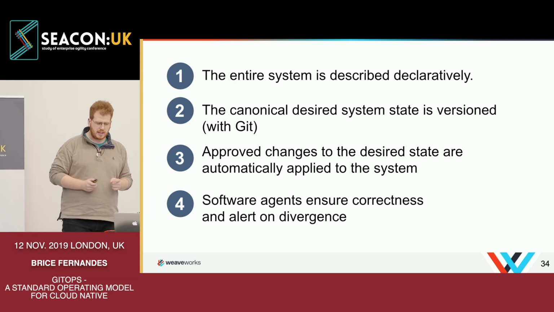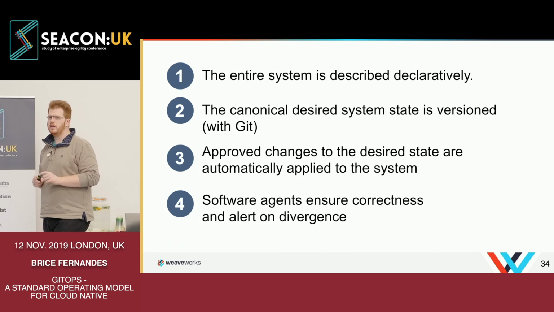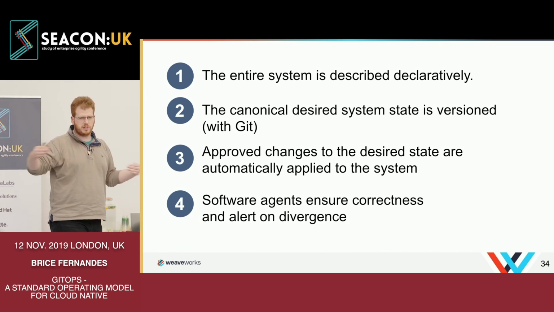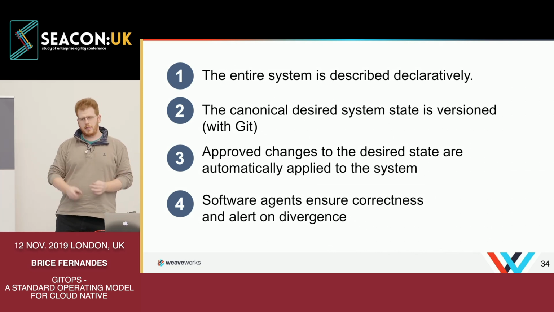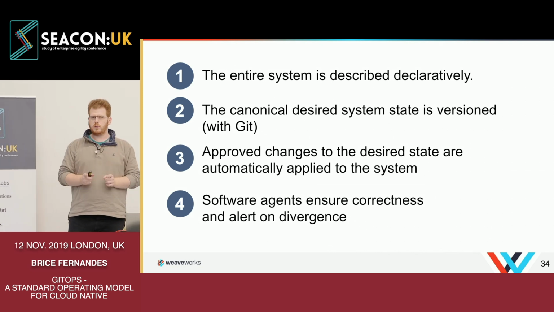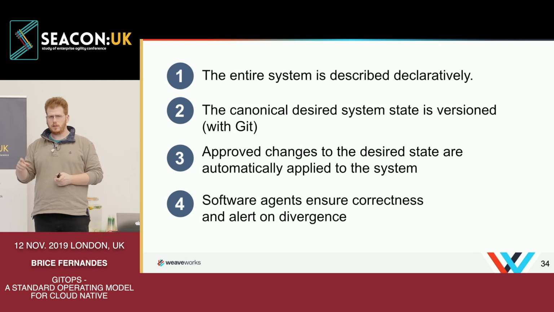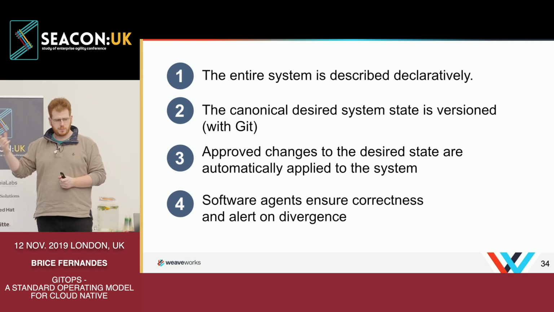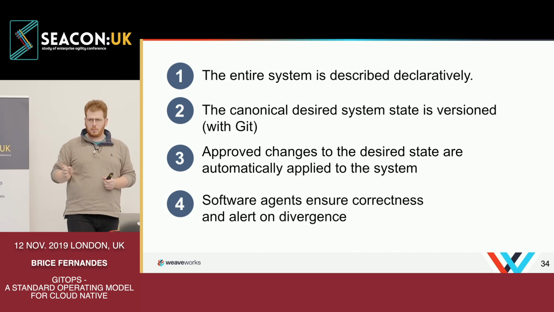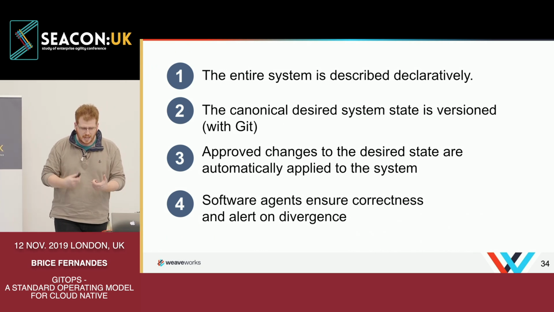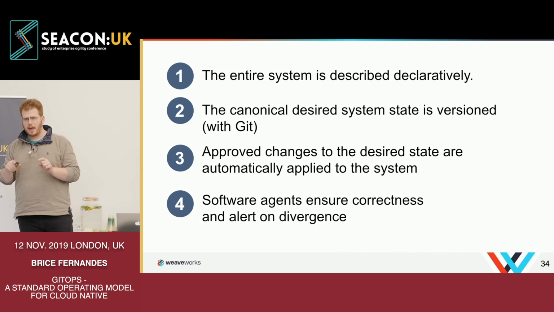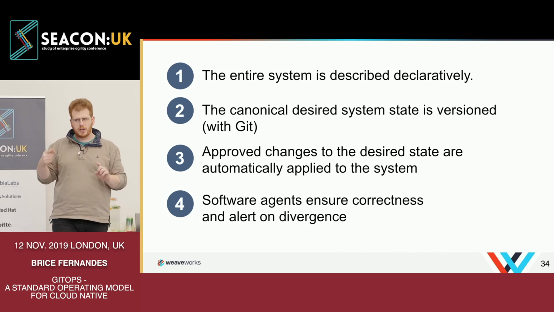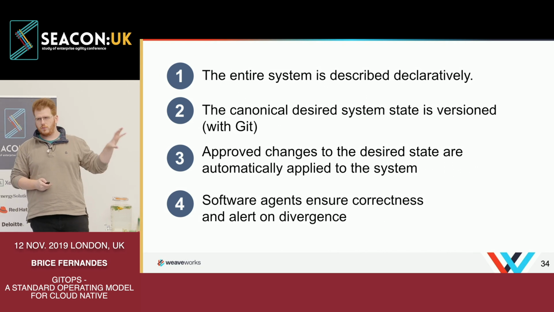The canonical state is versioned in Git, which is why we call it GitOps. So you version your system state. And then the approved changes to those versions. So when you create a new version, there's an approval process for that new version to be accepted. That gets automatically applied. And the real key here is that once that's automatically applied, you have an agent in a loop that is continuously making sure that your infrastructure matches your configuration.